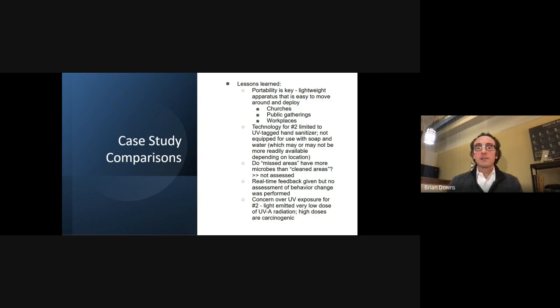And then finally, concern over UV exposure for solution number 2 could be a problem because UVA radiation is carcinogenic in high doses. Next slide.